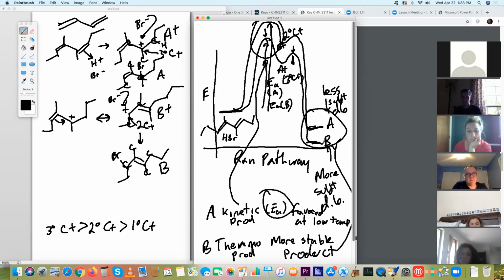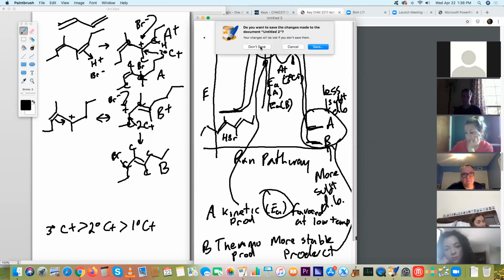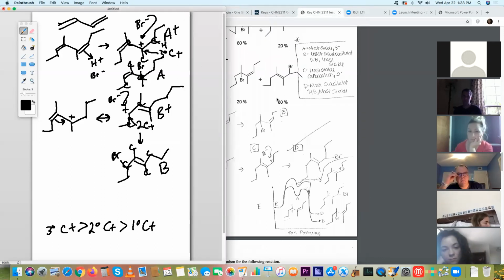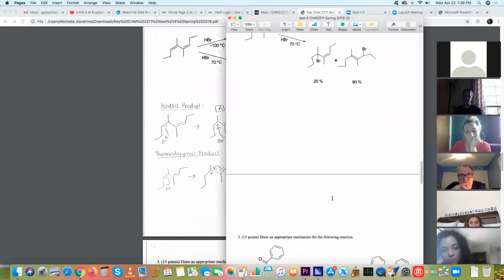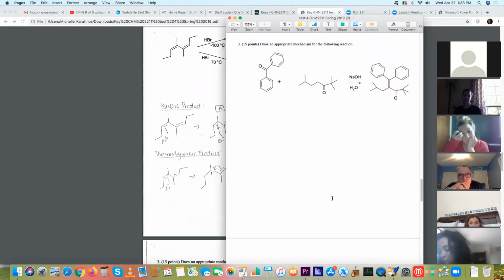Okay, any other questions about number 2? Okay. Hopefully you've all seen the video, what to expect for test 4, where I outlined what you were going to see for the mechanism question. But the mechanism question could be an aldol, crossed aldol, Claisen, or cross Claisen. This specific one is a crossed aldol.